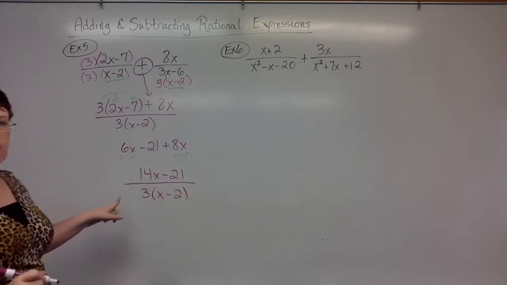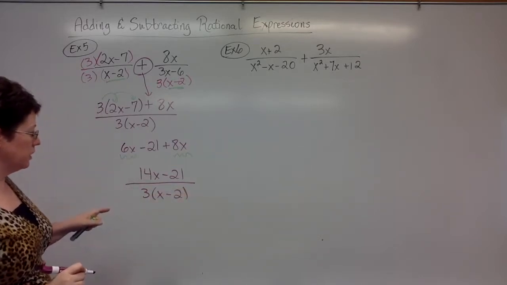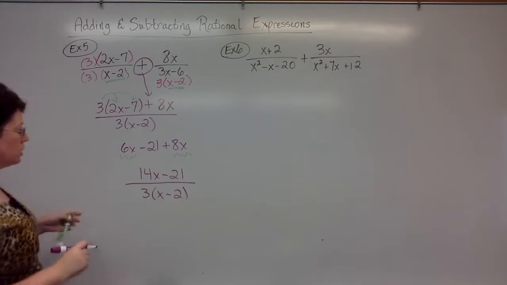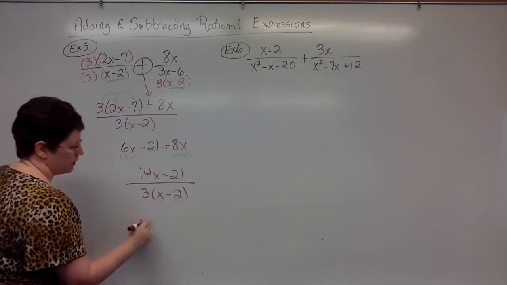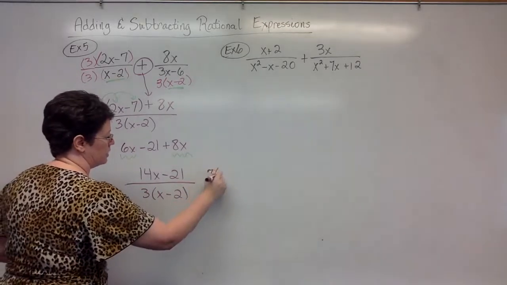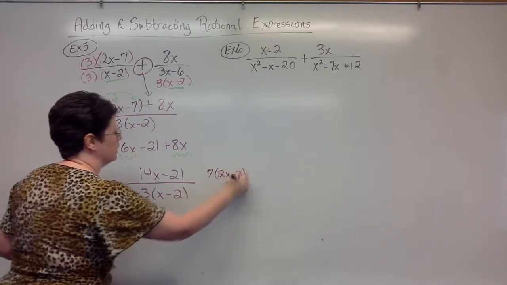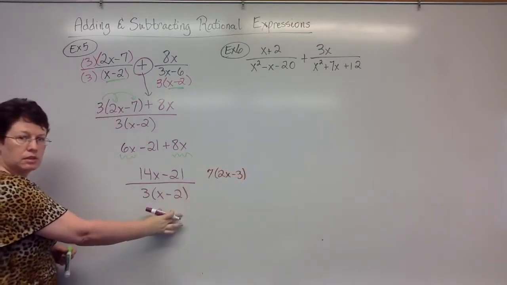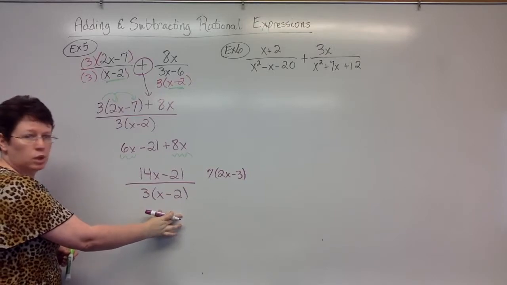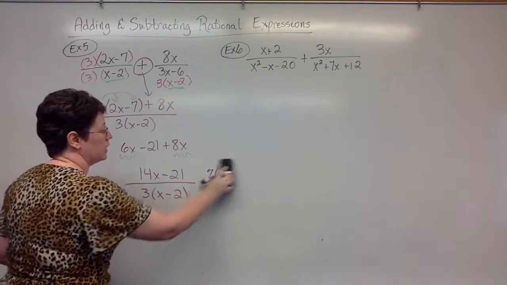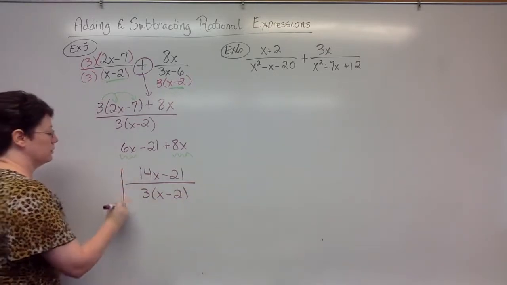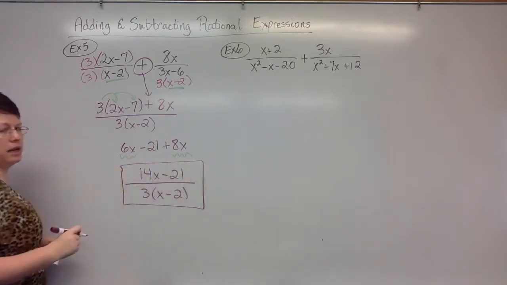Well, some of you may be saying, hey, that looks really similar. Okay, so just a side note, let's try it, all right? If you pulled out a 7 from the top, you'd have 7 times 2x minus 3. Is 2x minus 3 the same thing as 3 times x minus 2? No. So they're not going to cancel. It doesn't reduce. This is my answer.